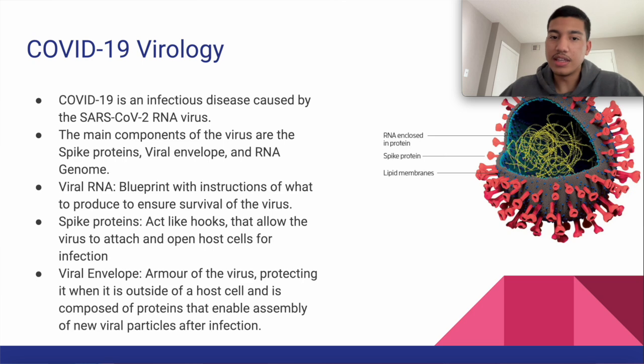But spike proteins not only give the virus its name and make the virus look cool when you look at it under a microscope or in graphics, as they play a critical role in acting as hooks to attach and crack open host cells to be ready for infection. Now, the viral envelope acts like the armor of the virus, protecting the virus when it's outside of a host cell. And also, the viral envelope is composed of lipid membranes and proteins that allow creation of new viral particles after infecting a cell.